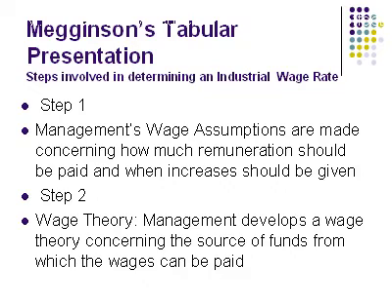Megginson's tabular presentation. Steps involved in determining an industrial wage rate. Step 1. Management's wage assumptions are made concerning how much remuneration should be paid and when increases should be given. Step 2. Wage theory. Management develops a wage theory concerning the source of funds from which the wages can be paid.